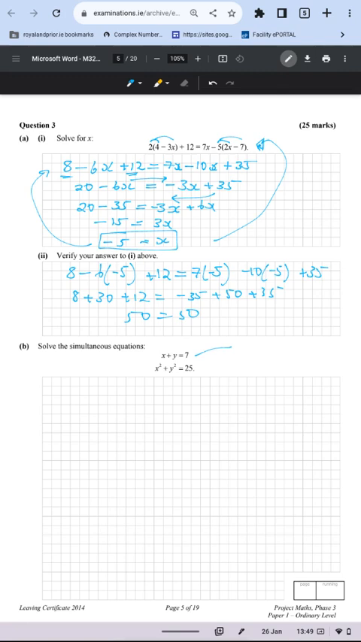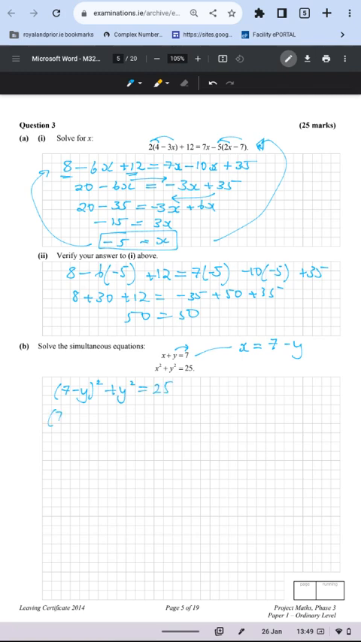The top one. Get one of the letters on its own. Doesn't matter which one. So x equal to 7 minus y, say. Just brought across that y. Then we're going to sub it into the second bit. So instead of saying x squared, I'm going to say (7 minus y) squared, plus y squared is equal to 25.